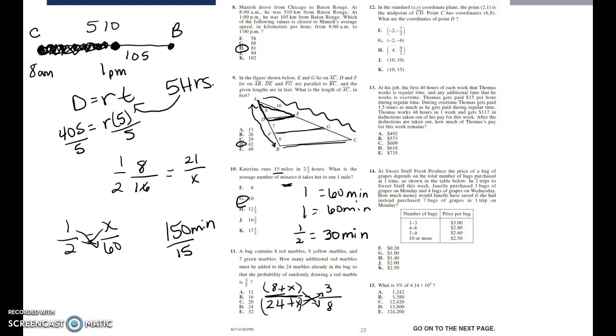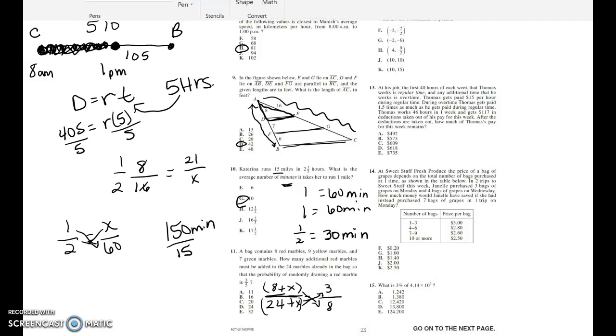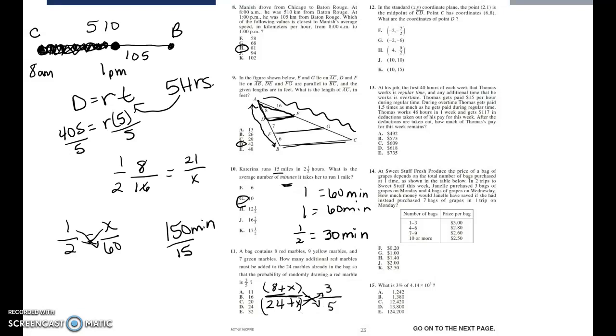You want to do 8 times 8. Oh, I'm sorry. That's not supposed to be an 8. That's supposed to be a 5. Oops. Okay, so we're going to solve it mathematically. So we have 5 times (8 plus x) equals 3 times (24 plus x). So 5 times 8, that's 40. This is the distribution property. And then 5x equals 3 times 24, that is 72 plus 3x.